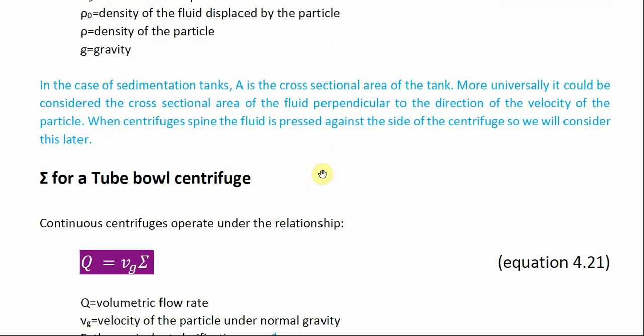In the case of sedimentation tanks, A is the cross-sectional area of the tank, but more universally it could be considered the cross-sectional area of the fluid perpendicular to the direction of the velocity of the particle. So when a centrifuge spins, the fluid is pressed against the side of the centrifuge. So we will consider this in a moment here.